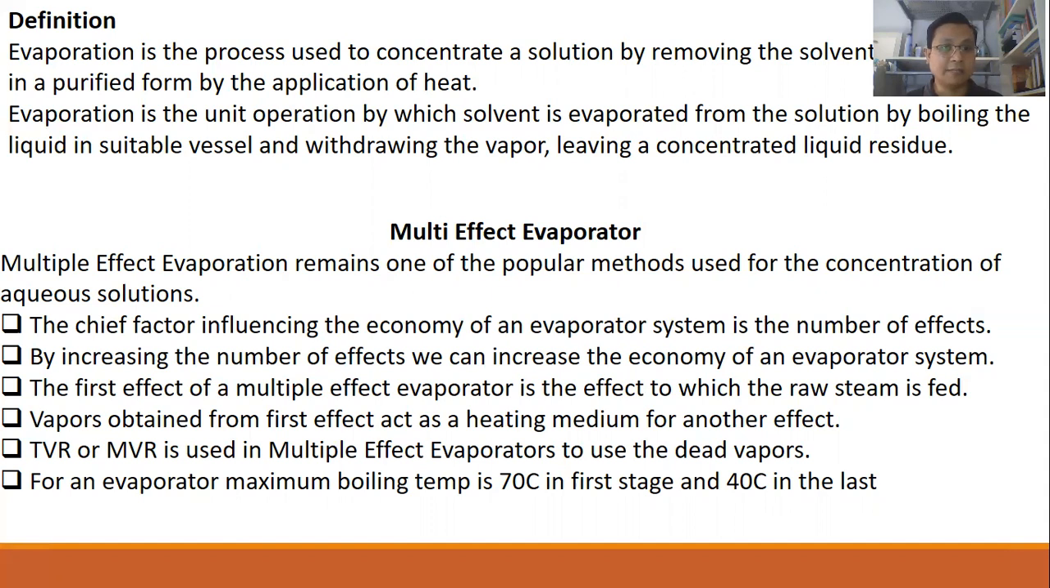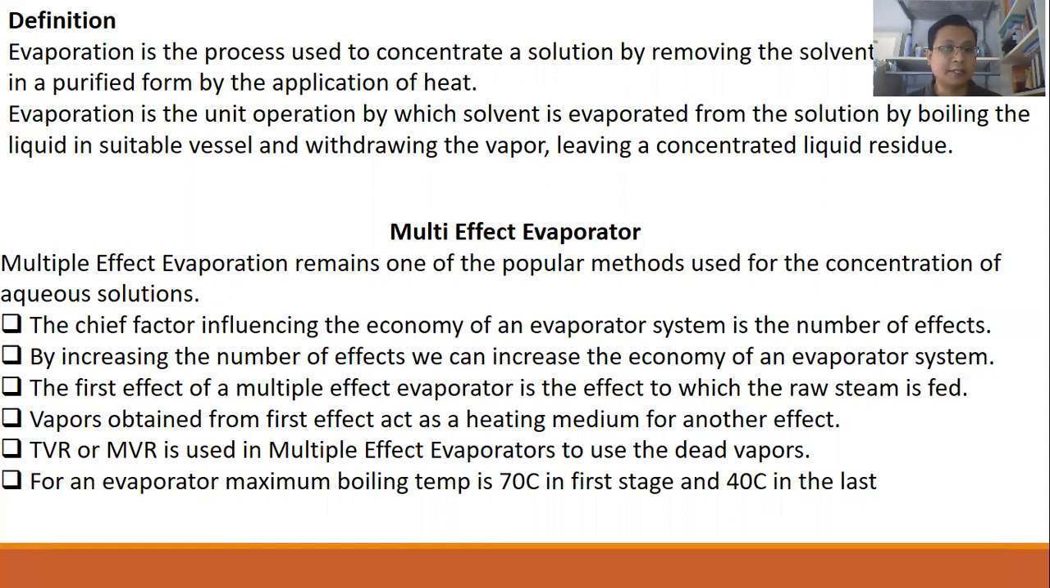The first effect of a multiple effect evaporator is the effect to which the steam is fed, and then the vapor obtained from the first effect acts as a heating medium for another effect. So sometimes we try twice or more than twice to reject the heat to the environment. So MVR is used in the multiple effect evaporator to use the dead vapor.